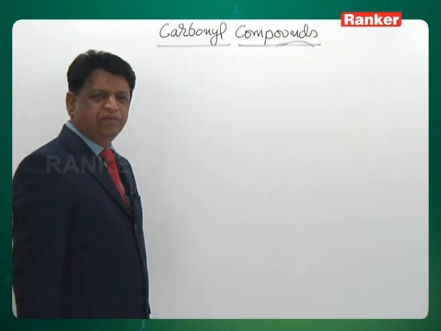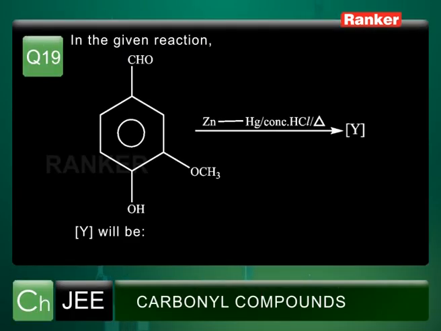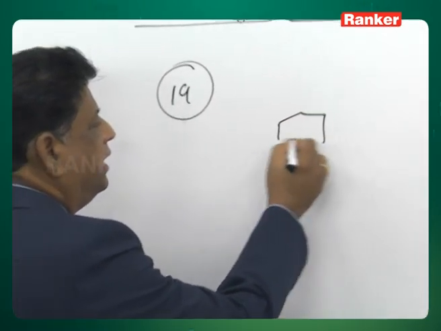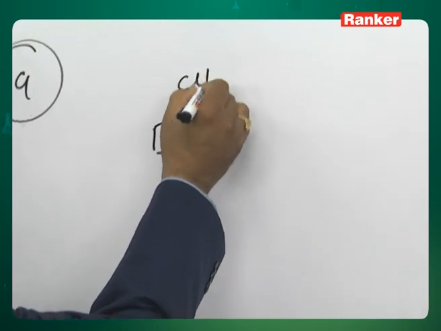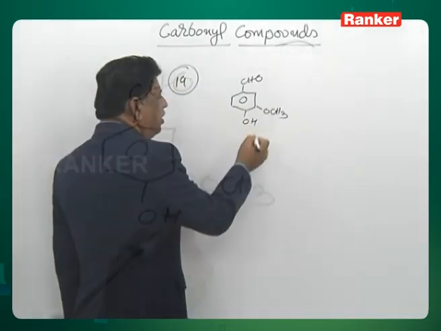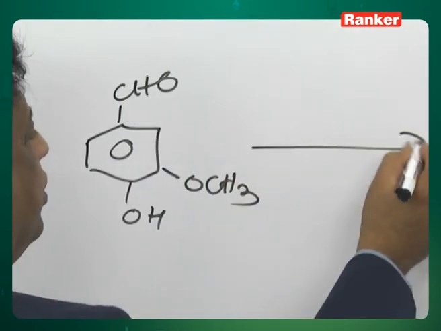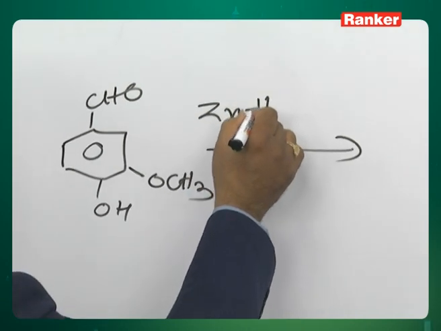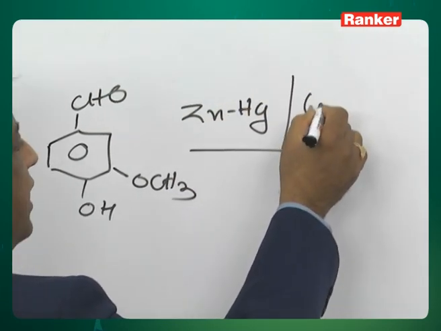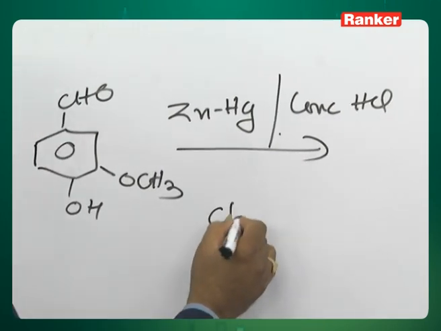So let's go for question number 19. Next question. This is a straightforward question. In the given reaction, there is a benzaldehyde containing some other groups also. But other groups are safe here. One is ether, the other one is alcohol. So you want to reduce with a reagent known as zinc with Hg, that is amalgamated zinc and concentrated HCl. This is known as the Clemmensen reduction.